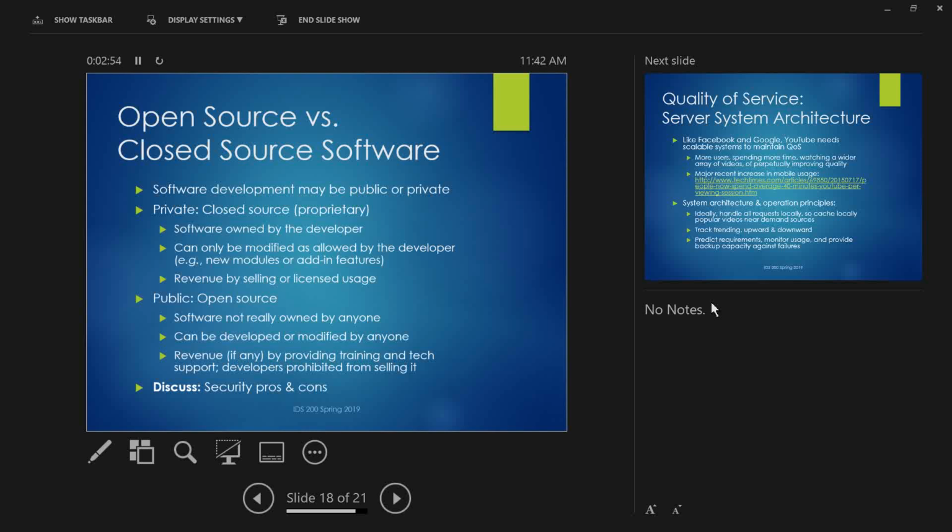So part of the standard license of open source software development is that you agree that you're not going to try to sell it to anybody. So the way they make money, number one, is providing training and tech support. Those are the big ones.